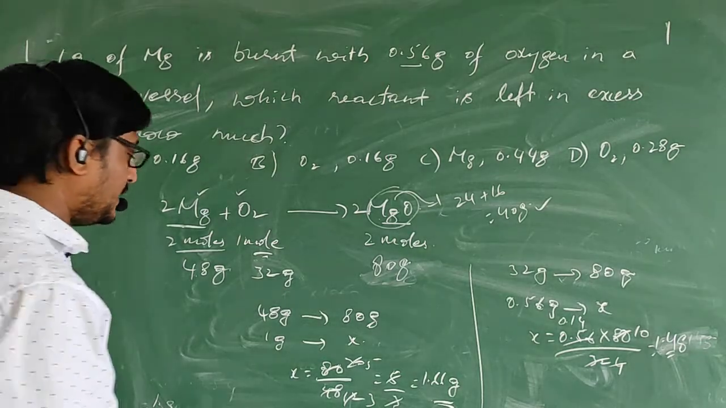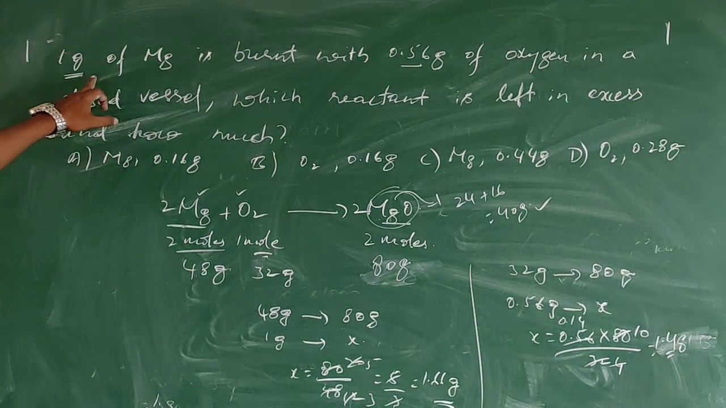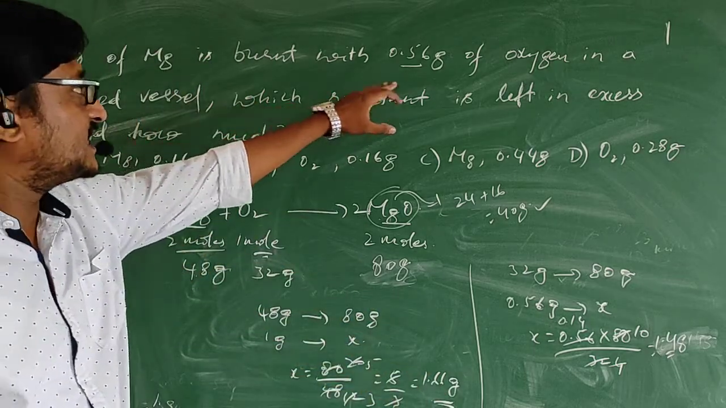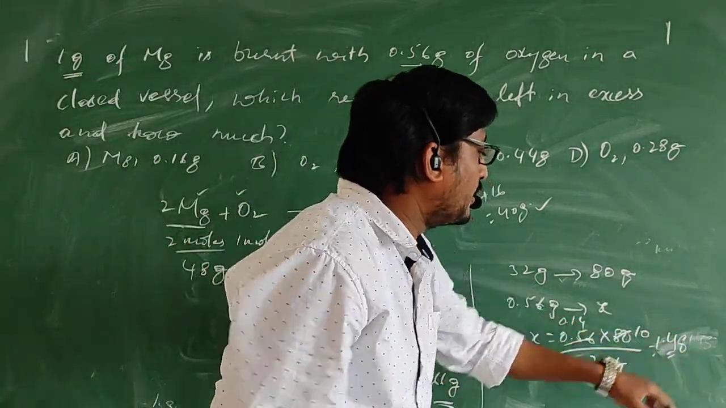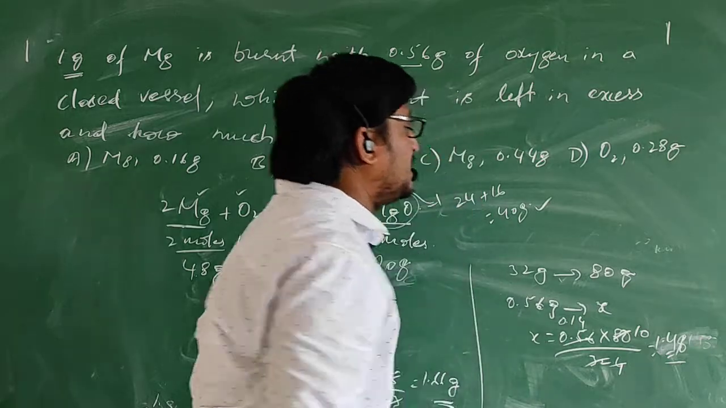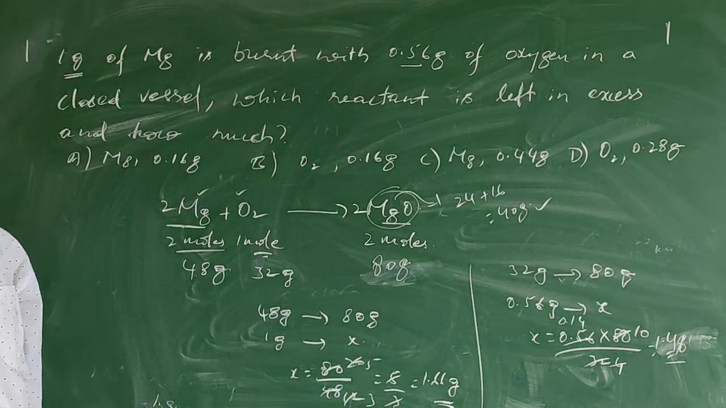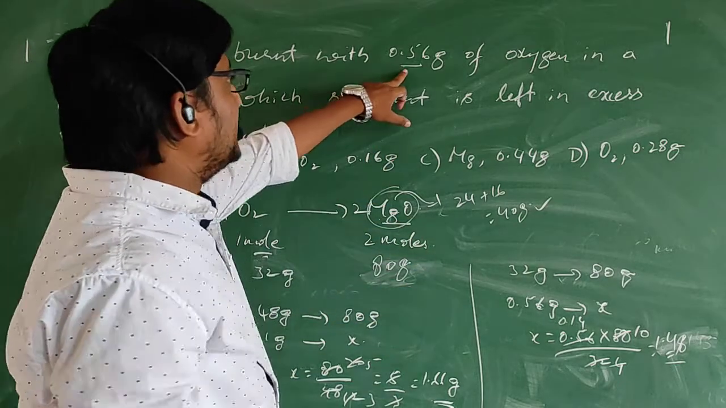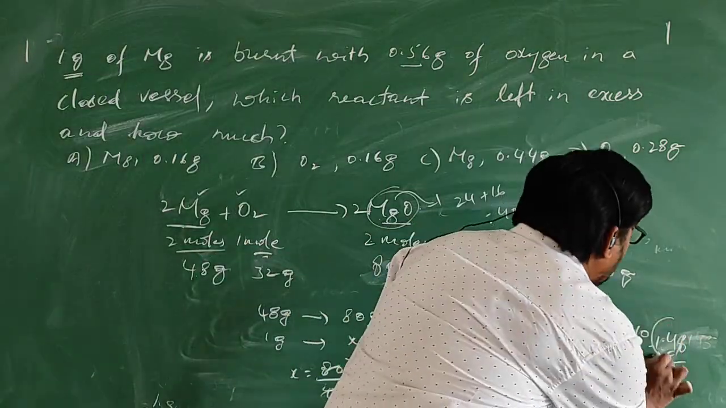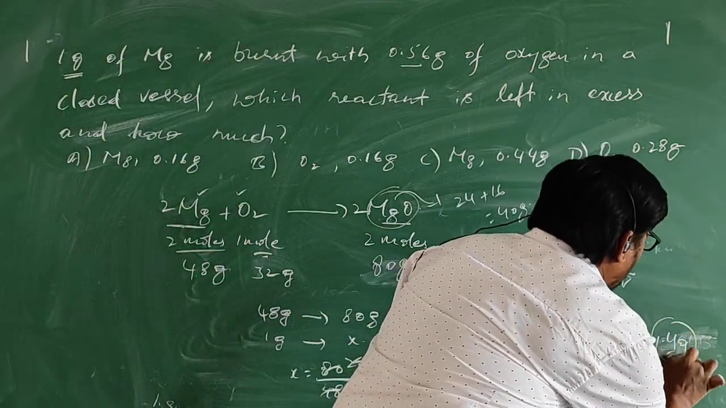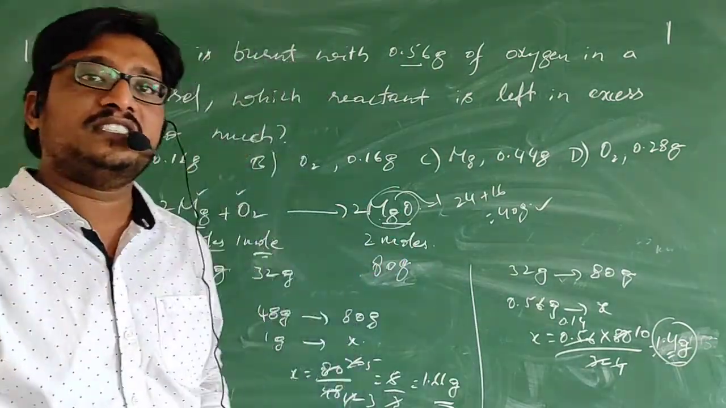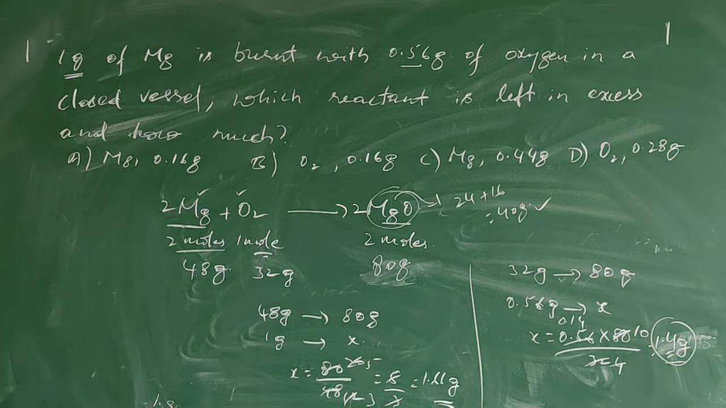So now if you see, 1 gram of magnesium can form 1.66 gram. 0.56 gram of oxygen will form 1.4 gram. So which is the least amount among these two things? Which is forming the least amount of product? 0.56 gram of oxygen is forming the least amount of product, that is nothing but 1.4 gram. So that is our limiting reagent. Understood what I said? That is our limiting reagent.